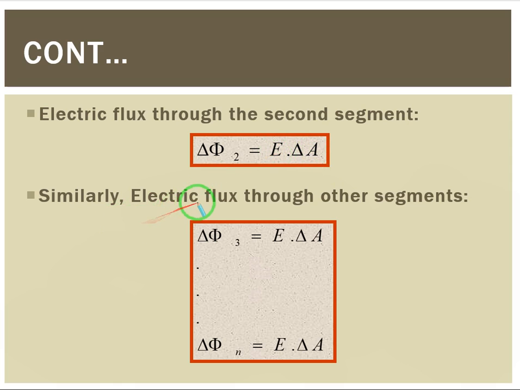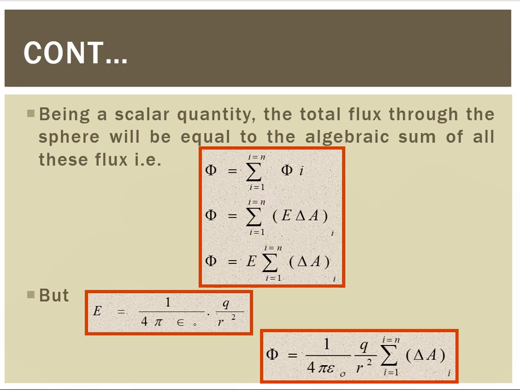Similarly, the electric flux through the other segments, so flux 3, flux 4, flux 5, flux 6, 7, 8, 9. You can use A3, A4, A5, A6 for the areas, but the flux will be the same. Okay, so what we are going to do now is add all the flux of each segment. Being a scalar quantity, as I mentioned before, the total flux through the sphere will be equal to the algebraic sum of all these fluxes.